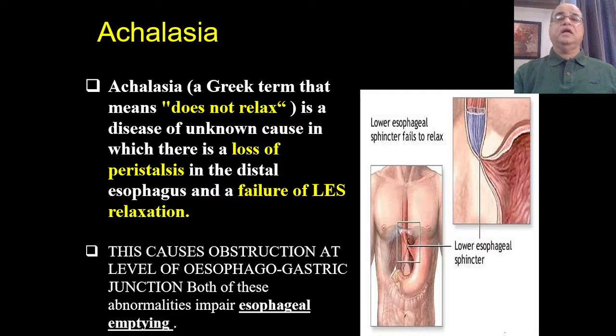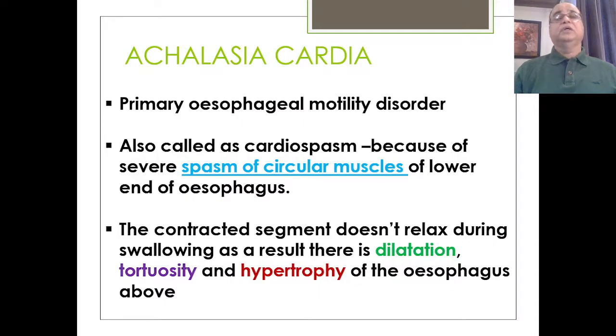But here in cardiac achalasia, there is failure of this relaxation so that the food bolus is pent up, as you can see in this picture, and it does not pass on to the stomach. So this causes obstruction at the level of the gastroesophageal junction, and both of these abnormalities will lead to impaired esophageal emptying, and food will be pent up there in the esophagus, causing dilatation of the proximal part of the esophagus. This is a primary esophageal motility disorder.